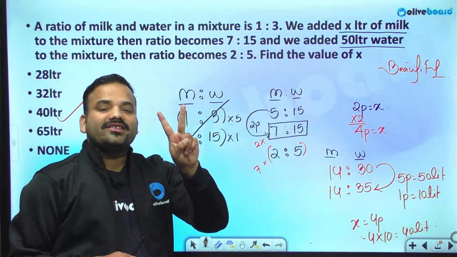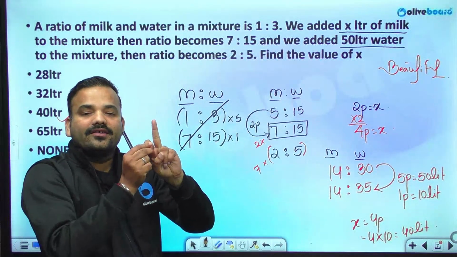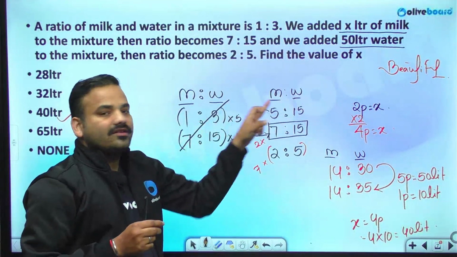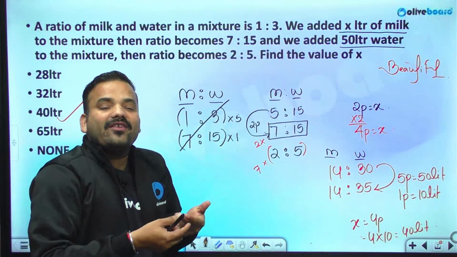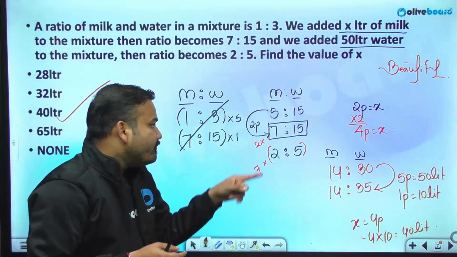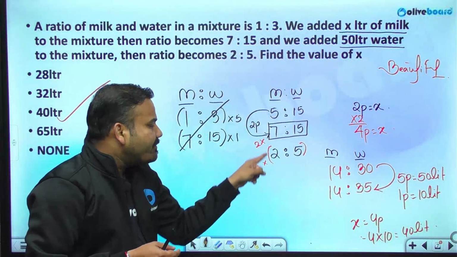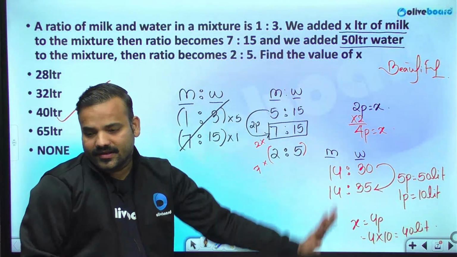Initially there are two conditions. First I was adding what? First I was adding milk. So I made this water part constant. In the second scenario I am adding what? In the second scenario I am adding water. So milk should be constant. So first I made the water constant. Now I am making the milk part constant. Clear?